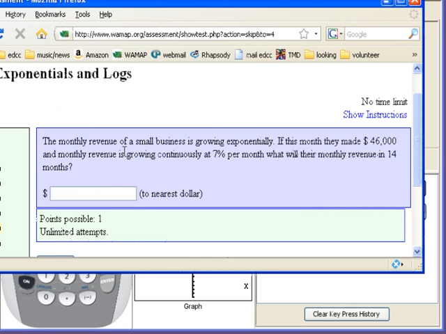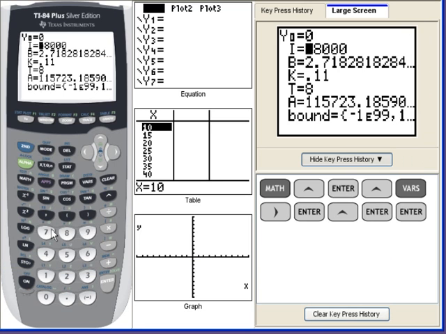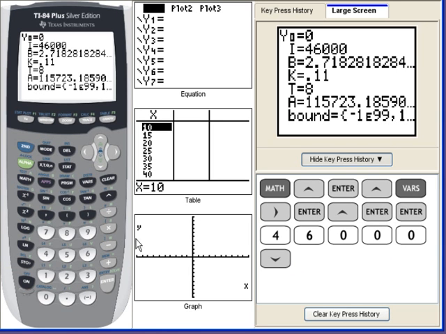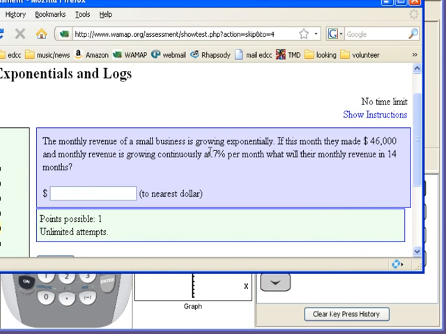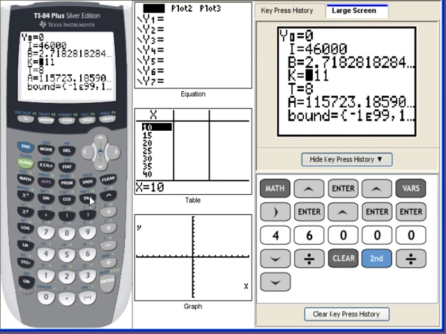I is the initial value. That's 46,000. So I put 46, 1, 2, 3, and how do I put e in here for the base? It's pretty easy. You type the second e key and press enter, or down rather, and it'll put the approximation in. Now I'm going to use the rate constant because it's continuously growing. That's 0.07 here.